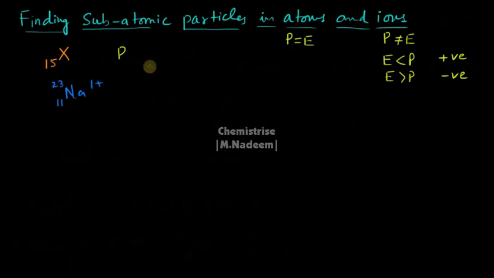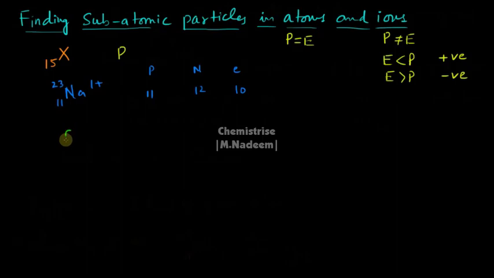So we can find how many protons, neutrons and electrons are present in it. Protons are simply 11. Neutrons will be found by subtracting the 11 from 23, and that will be 12. While electrons are one less than protons. So protons are 11, so electrons will be 10. So let's take another example.